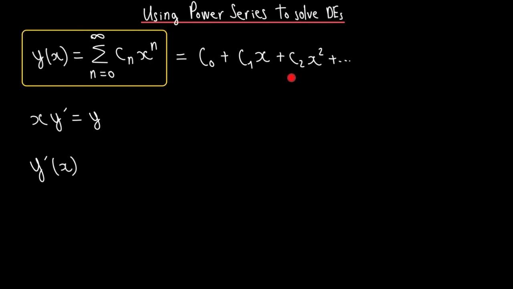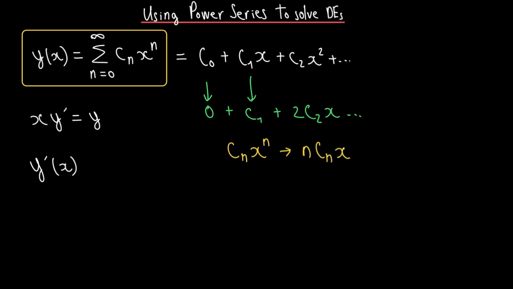Now, if we differentiate this expression, we get, so the derivative of c0 with respect to x is 0. So we get 0 here, plus the derivative of c1x is c1, plus 2c2x, and so on. And more generally, the derivative of c subscript n times x to the power of n is n times c of n times x to the power of n minus 1. This is just the power rule for derivatives.